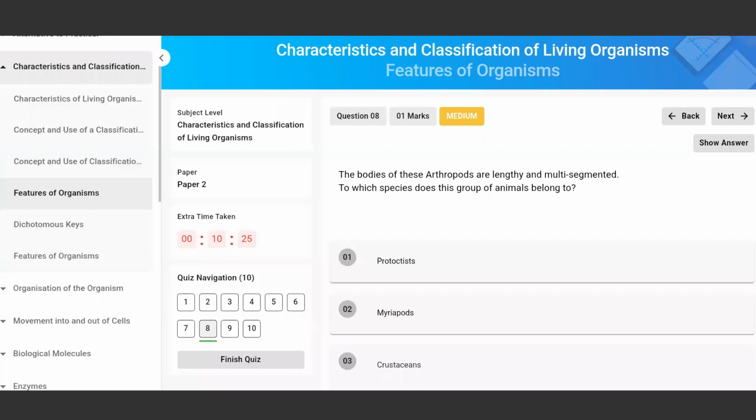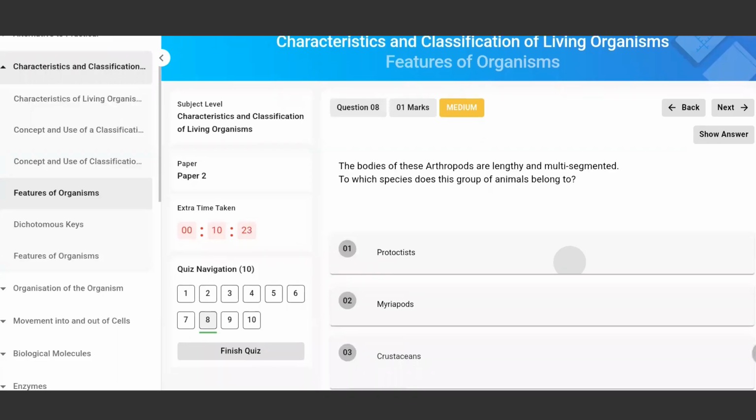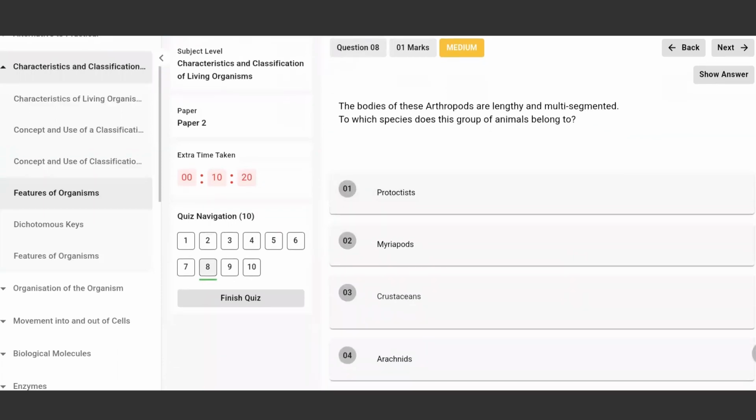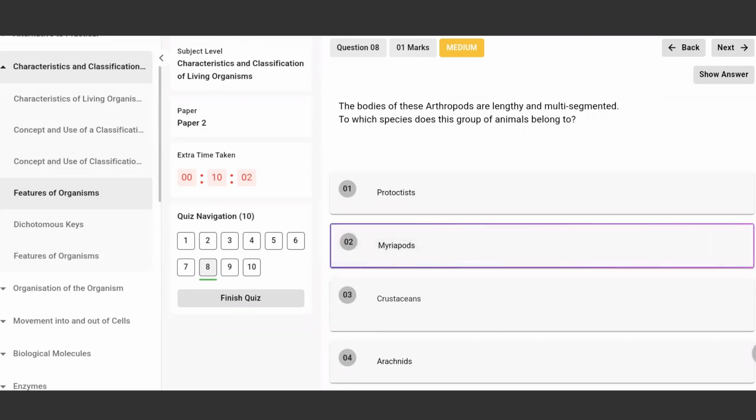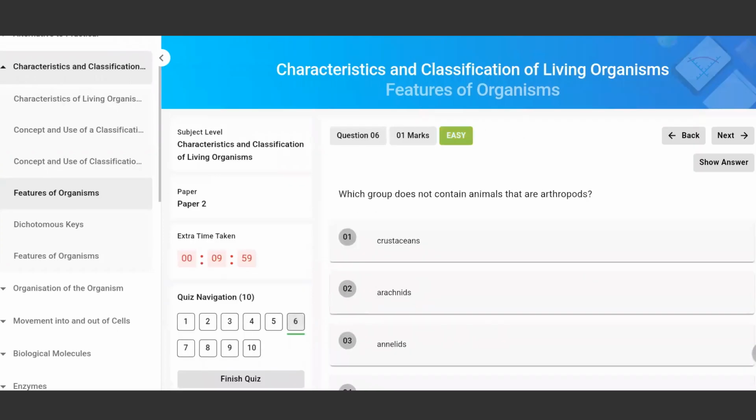All right, here's our first question. The bodies of these arthropods are lengthy and multi-segmented. To which group does this group of animals belong? So we've learned of one group of arthropods who have long bodies and the body is multi-segmented. And we know that this group is the myriapods, right? All right, let's take a look at one more question before wrapping up.